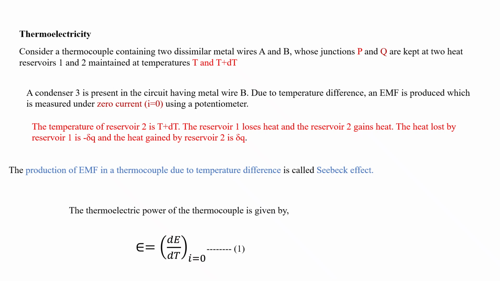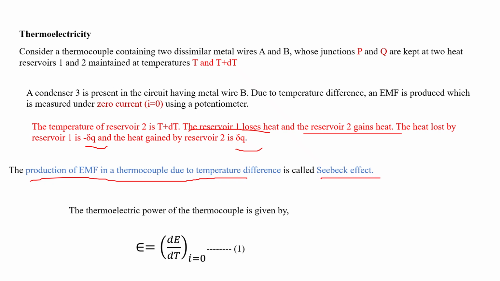So here you can see the temperature of reservoir 2 is T plus dT, and the temperature of reservoir 1 is T. Reservoir 1 loses heat and reservoir 2 gains heat. So the heat lost by the reservoir is represented as minus delta Q and gained by the reservoir is plus delta Q. So the production of EMF, since we are maintaining different temperatures, is due to the temperature difference. It is called the Seebeck effect.